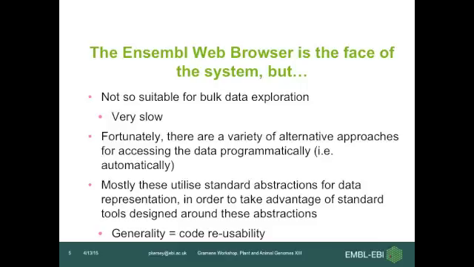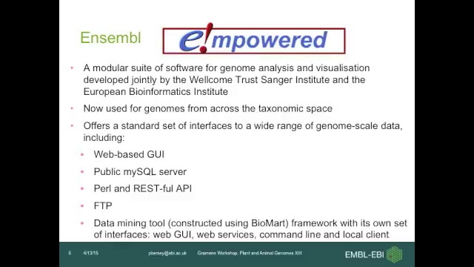So the Ensembl web browser is the face of our system, and it's also an important component of the Gramene website, but it's not really suitable for exploring data in very large quantities. If you want to load up a whole chromosome and look at a very large number of genes, you'll find it's relatively slow. So we need methods that allow people to analyze data on a large scale, and we have a number of ways in which users can access data programmatically. Most of these utilize standard abstractions for data representation, and this allows us to take advantage of standard tools designed around these abstractions in order to give people access.